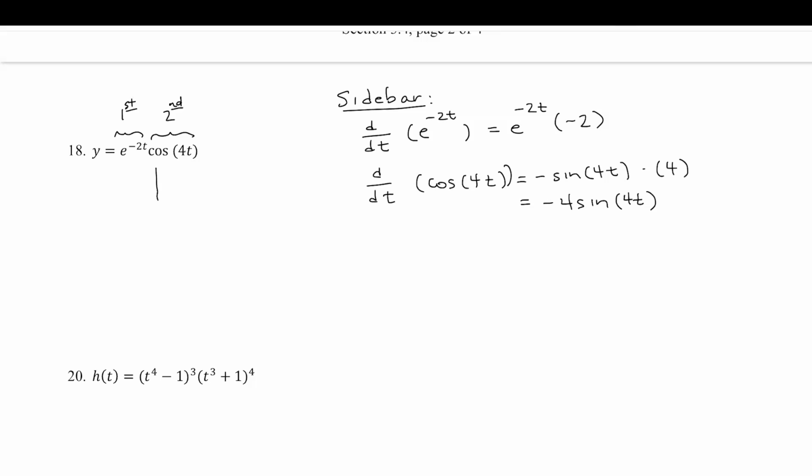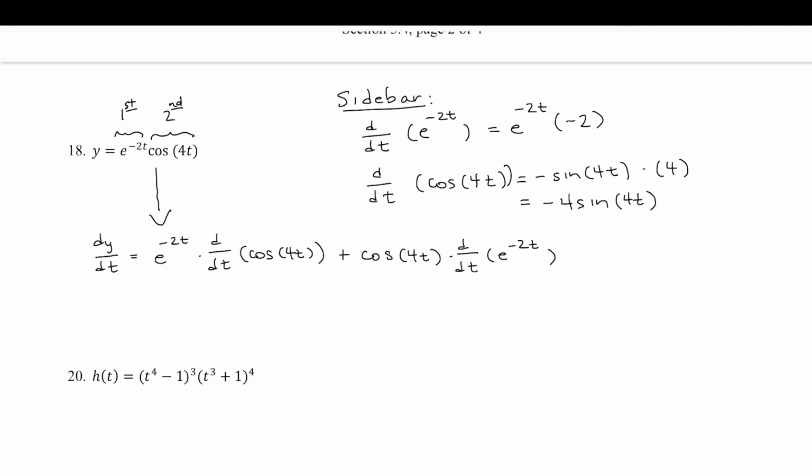Okay, now let's put that together, and I'm going to move this down a little bit because otherwise I'm going to run out of space. So now overall I have a product here. So in order to find the derivative, dy dt, I have to take the first, that's e to the negative 2t, times the derivative of the second, and I'm just going to write it without actually taking the derivative yet, plus the second, that's the cosine of 4t, times the derivative of the first, and again I'm just going to write that I need to take the derivative without actually taking it.